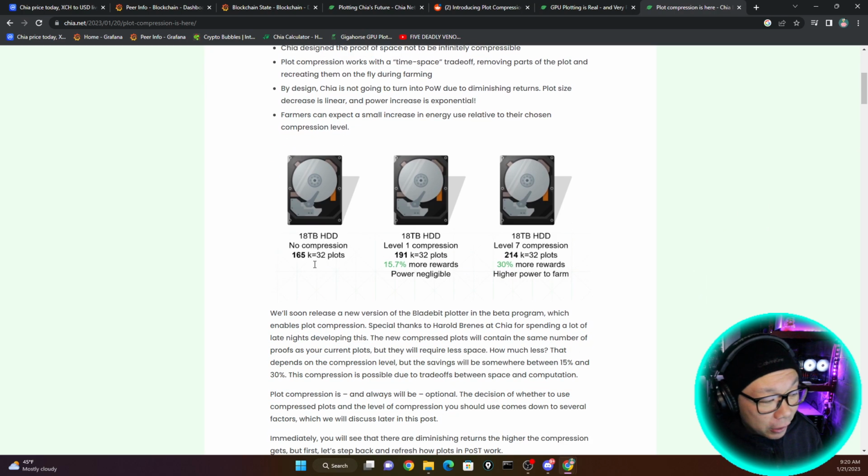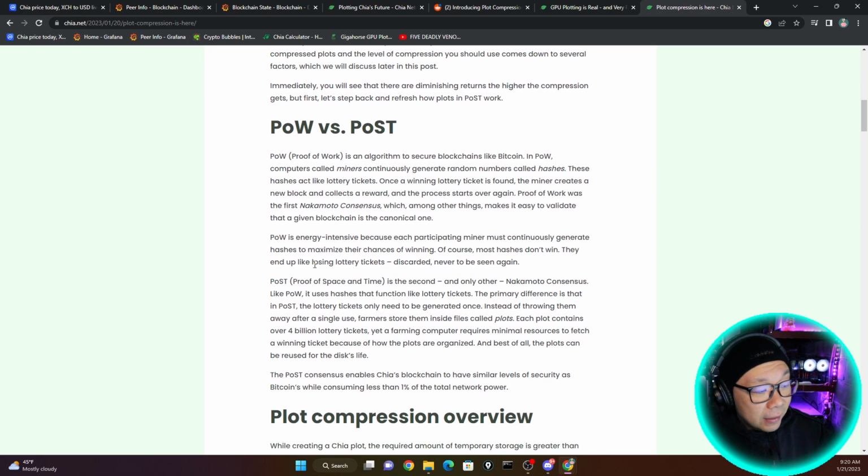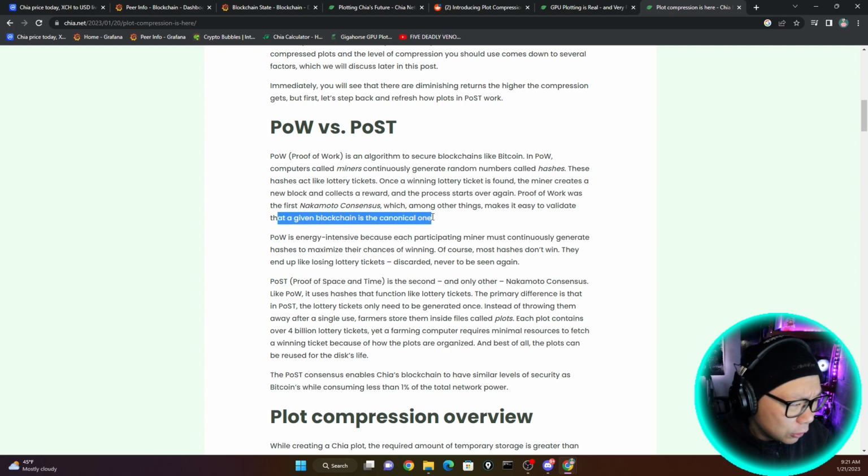All right, so this is the part that I wanted to get to. They go over the whole concept of POW versus POST. Proof of work is an algorithm to secure blockchains like Bitcoin. In POW, computers called miners continuously generate random numbers called hashes. These hashes act like lottery tickets. Once a winning lottery ticket is found, the miner creates a new block and collects a reward, and the process starts all over again. Proof of work has first Nakamoto consensus, which among other things makes it easy to validate and identify the canonical blockchain. I don't even know what that means. I have to look all these things up.